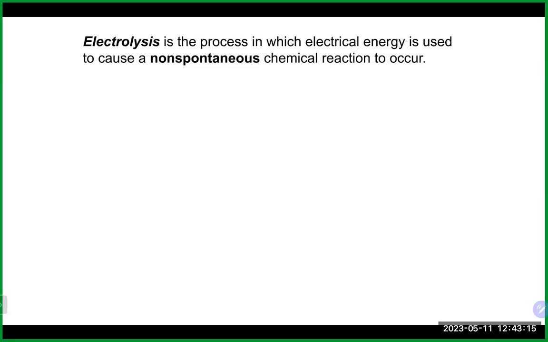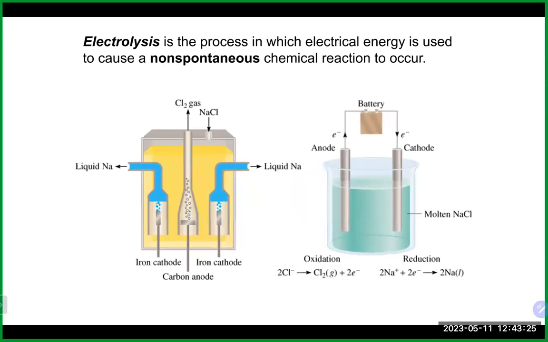Let's talk a little bit about electrolysis to finish this chapter. Electrolysis is the process in which electrical energy is used to make a non-spontaneous process occur. You could do electrolysis on water. You could run electrical current through water, and it will break water back down into its elements. In a lot of cases, electrolysis will do that.